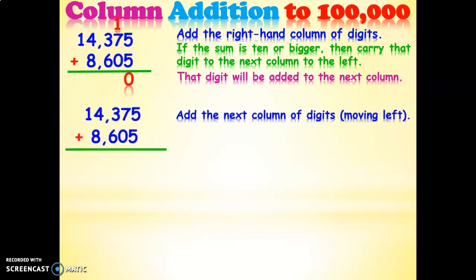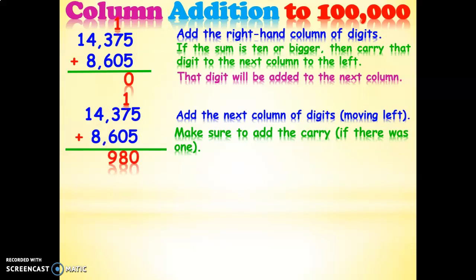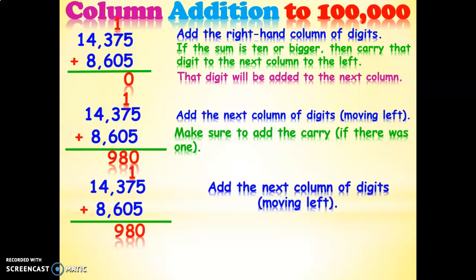Add the next column of digits moving left. So again, make sure to add the carry if there was one. So we have 5 plus 5 equals 10, 0, put 1 on top of the next digit. Now you have 7 plus 1 plus 0, the answer is 8. And then moving left, we have 3 plus 6, the answer is 9. Now we have added the ones place, tens place, and hundreds place.